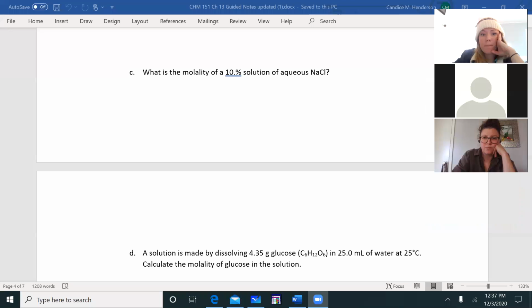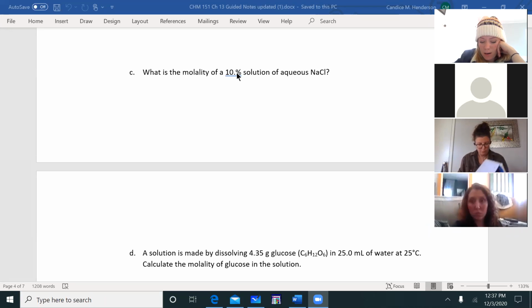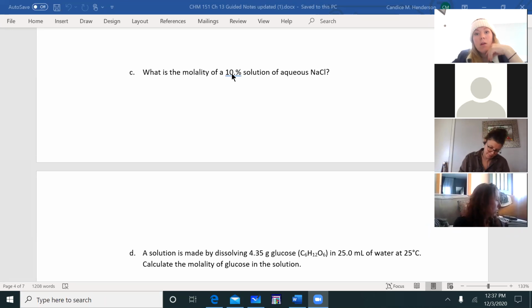Okay, so we are going to play around with the problem. Well, you guys are going to play around with the problem with molality. So for C here, we have: what is the molality of a 10% solution of aqueous NaCl? Now, when I say 10% here, I'm referring to the mass percent, okay? So you're given the mass percent, and I want you to figure out molality.